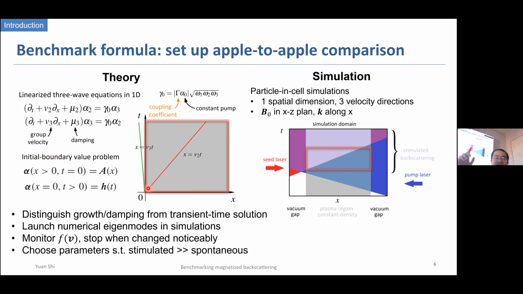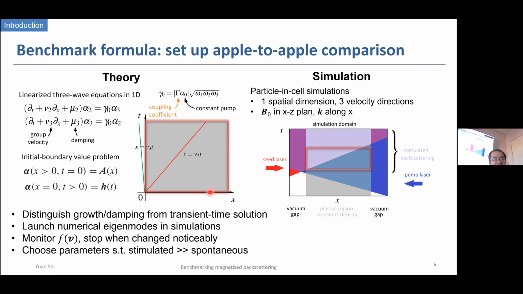And if you look at the red boxes here, this is how you can match apple to apple between a theory and a simulation. So in the simulation, here the pump has already filled up the plasma. So the plasma is kind of excited. You can think of it that way. But once you're done with that, then it's a linearized treatment. Now you send a seed laser to extract energy from the excited plasma, roughly speaking. So then you have exact matching between your setup, between theory and simulations.